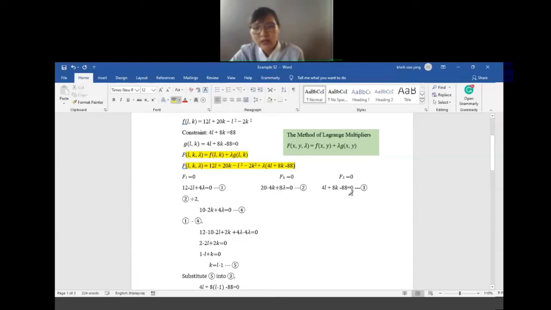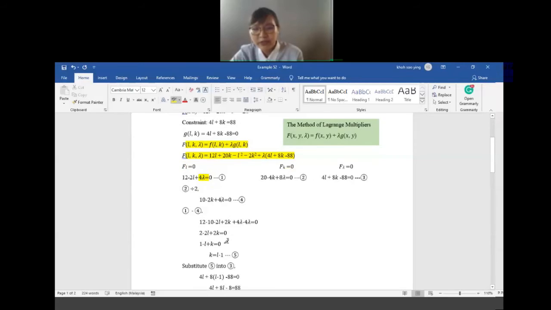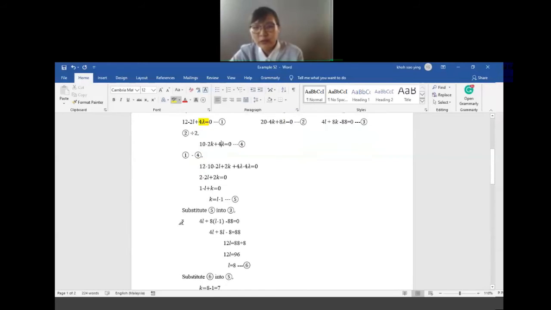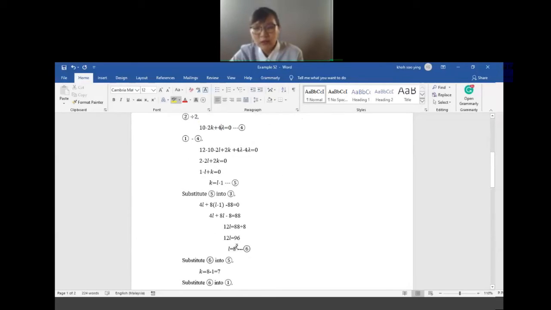Here we get 4 lambda, and here we have 8 lambda. So the easiest way is to eliminate lambda by taking the second equation and dividing by 2, and now we can see that it becomes 4 lambda. So we take the first equation minus the fourth equation, and we get a new equation: K = L - 1. We substitute K = L - 1 into the third equation, and we get L = 8. And we substitute L = 8 into the fifth equation, and we get K = 7.